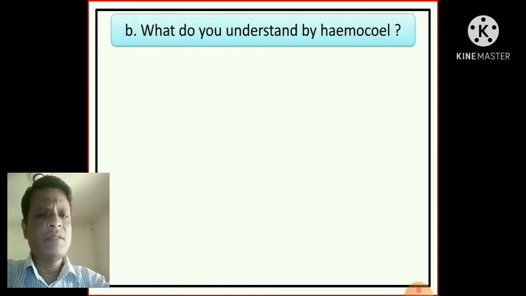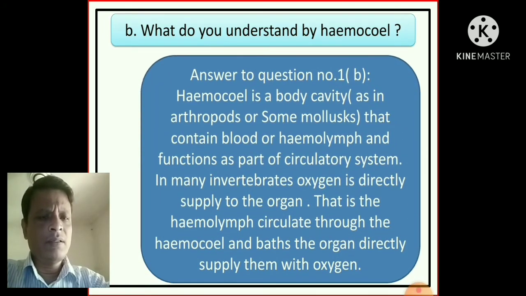Number B, this is the comprehension based question. What do you understand by hemocoel? The answer will be: hemocoel is a body cavity, as in arthropods or some mollusks, that contains blood or hemolymph and functions as a part of the circulatory system. Okay. In many invertebrates, oxygen is directly supplied to the organ. That is, the hemolymph circulates through the hemocoel and directly supplies the organs with oxygen.